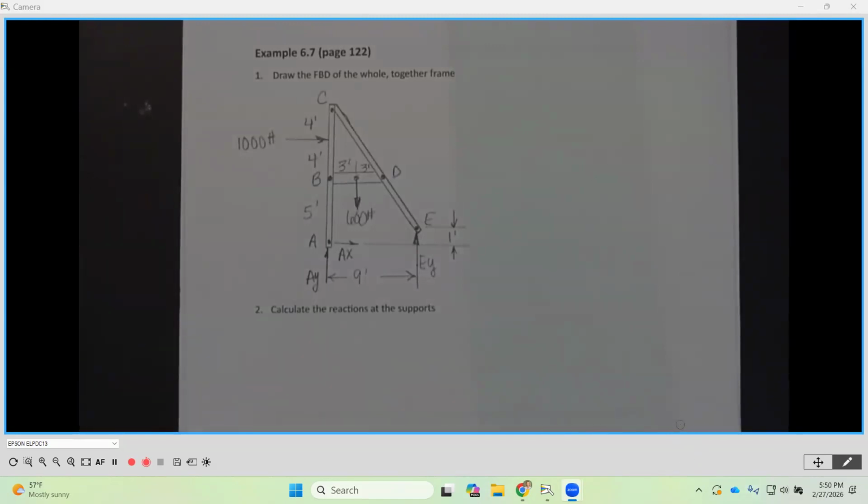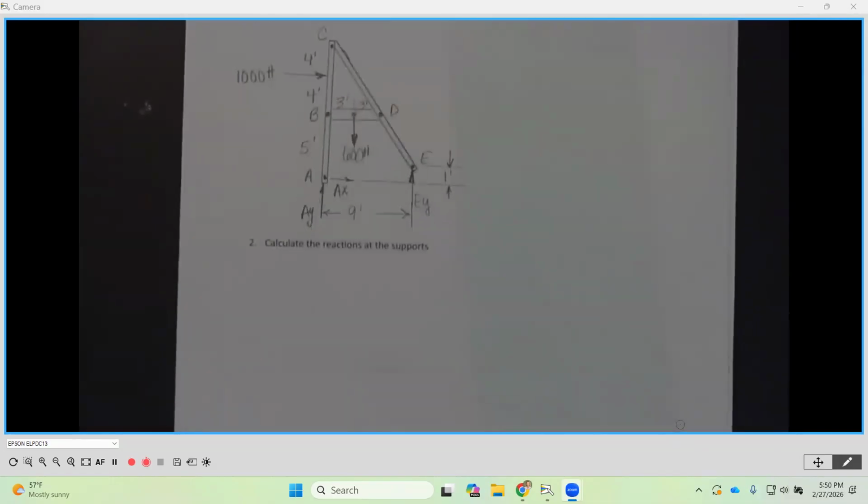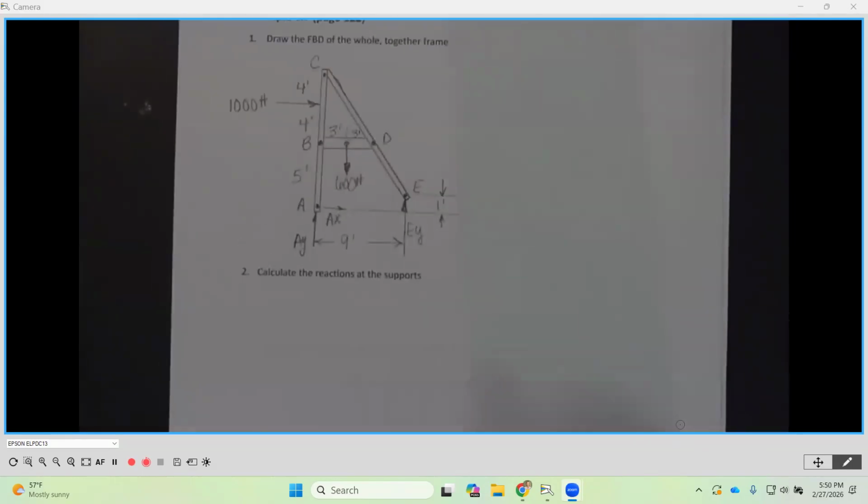No suggestions? This might take a while to get through our lecture tonight. What do we want to do to try to solve for those reactions? We have 3 equations of equilibrium, right? Which one do we want to start with? Sum the forces in the X.